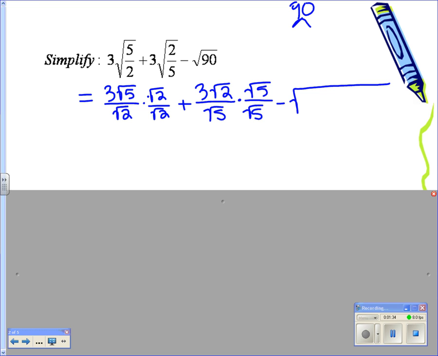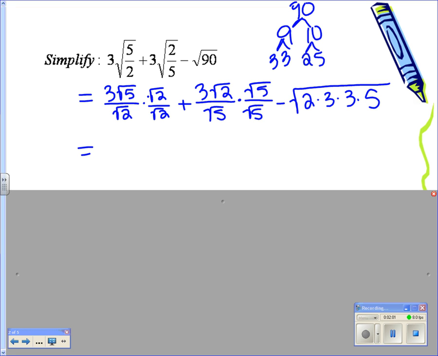How can you factor 90? How does 9 factor? How does 10 factor? So we have 2 times 3 times 3 times 5. Does that make sense? Any questions on that so far?